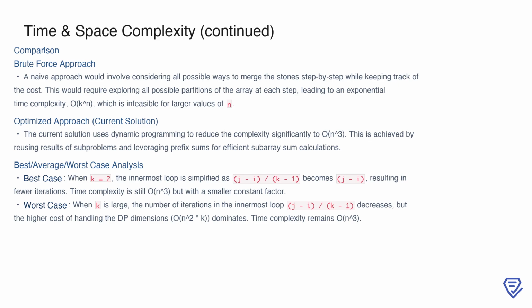For best, average, and worst-case scenarios, we note that the time complexity remains O(n cubed). However, the constants may vary. For instance, when k equals 2, the inner loop simplifies, resulting in fewer iterations and a smaller constant factor. On the other hand, when k is larger, while the innermost loop iterates less frequently, the larger DP table size contributes to the overall cost, keeping the time complexity at O(n cubed).